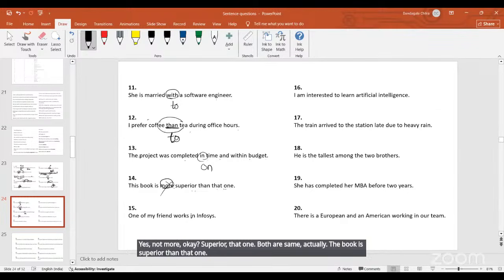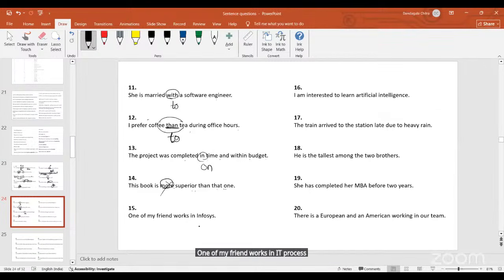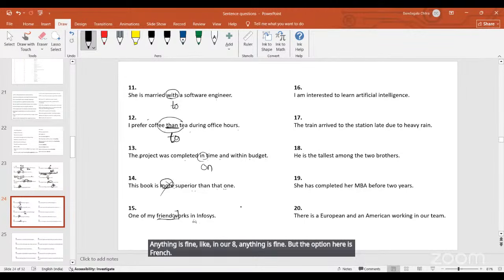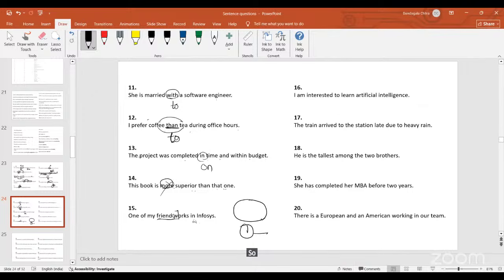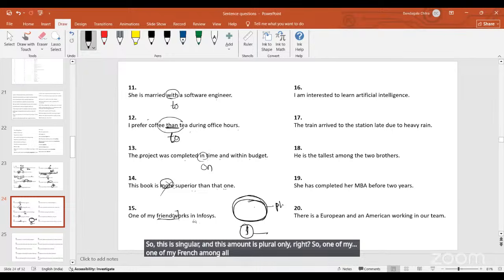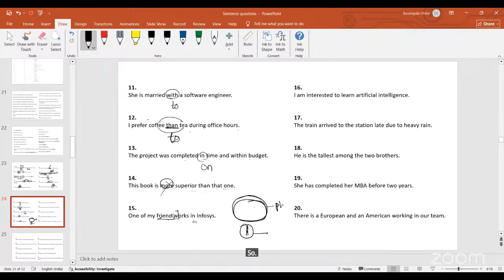One of my friend works in Infosys. One of my friends works at Infosys, sir. Anything is fine, like in or at, anything is fine. But the option here is friends. One of my friends. So here among all, there is one. So this is singular and this among is plural only, right? So one of my friends, among all these friends, one. So it should be one of my friends, one of my classmates.